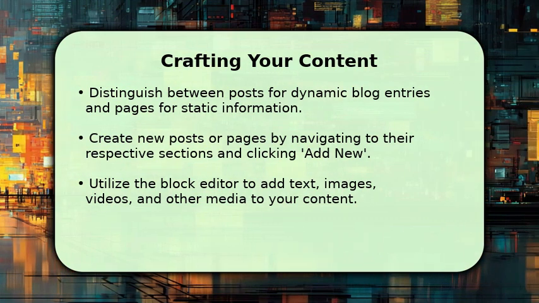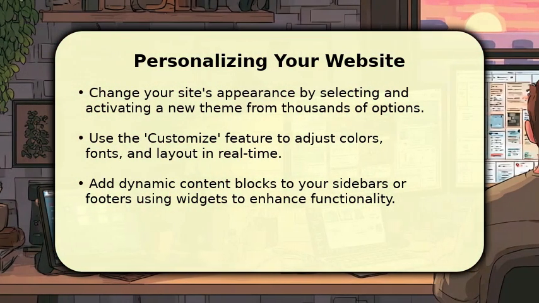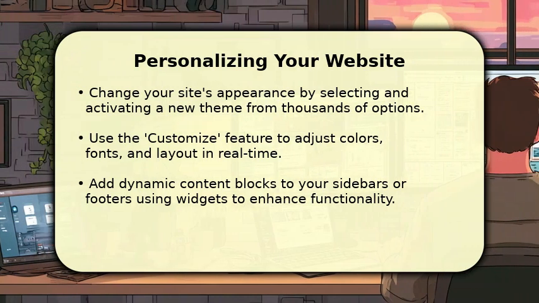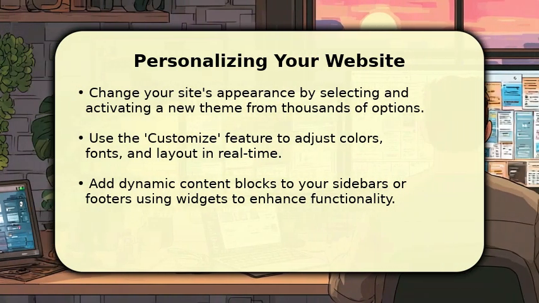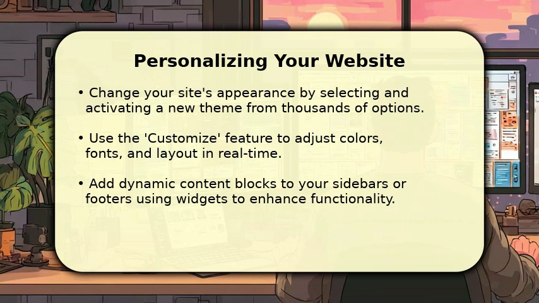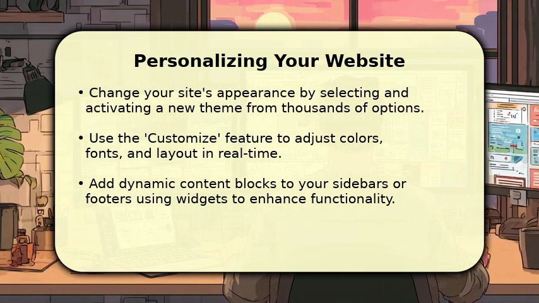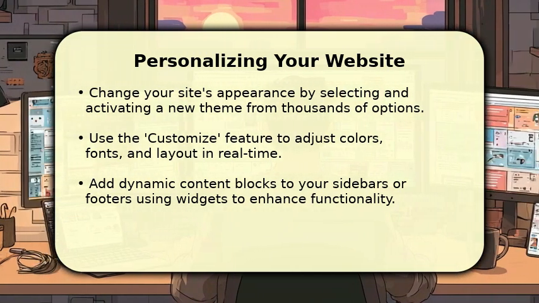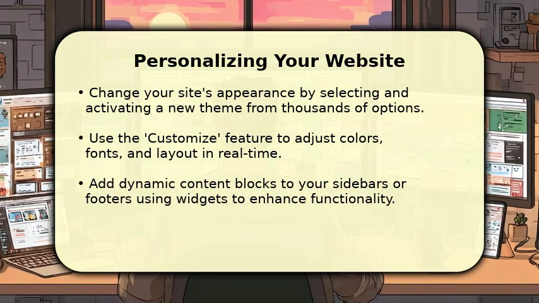the world to see. Personalizing your site's look is next. Head over to Appearance, then Themes to browse thousands of free and premium options. Once you've chosen a theme, use the Customize option to adjust colors, fonts, and layout in real time.